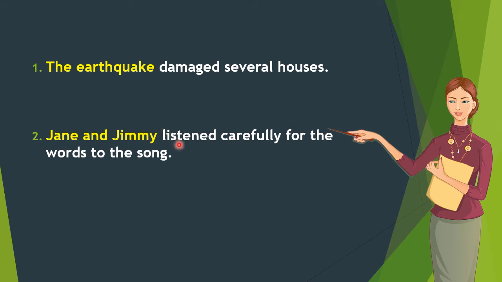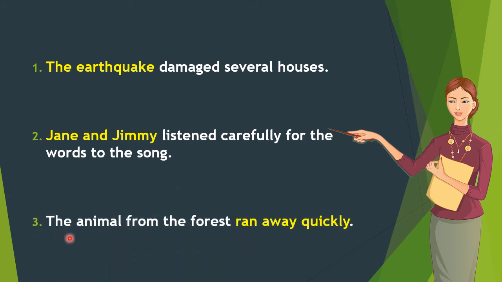Now I'm going to go to the next fragment sentence. Listened carefully for the words to the song. So here I need to add the subject part. Again, it's asking us to add the subject part. That's the missing part. When we add that missing part, it's going to be a fully completed sentence. I'm going to say Jane and Jimmy listened carefully for the words to the song. Jane and Jimmy. This is the subject part. I added it from my own so I can make this sentence a completed sentence. And now it is a fully understood completed sentence.